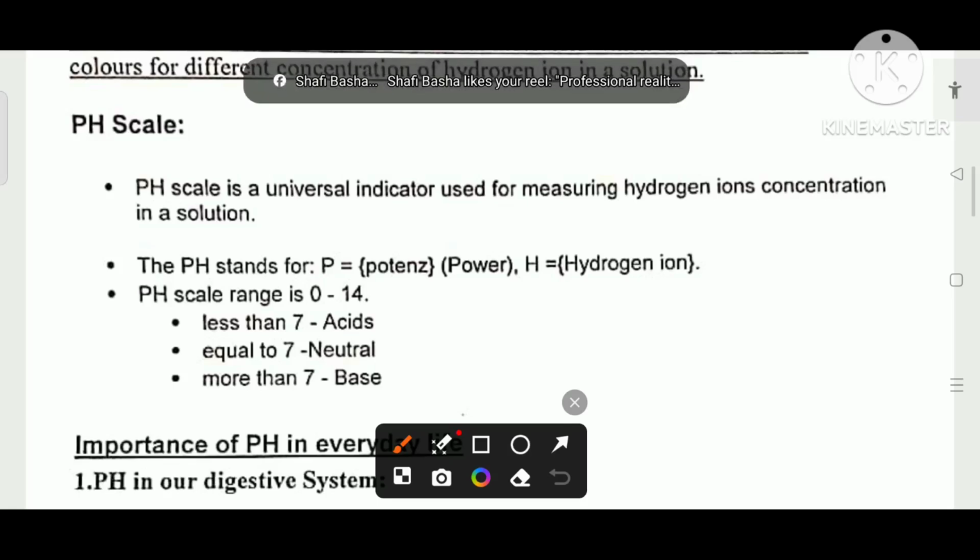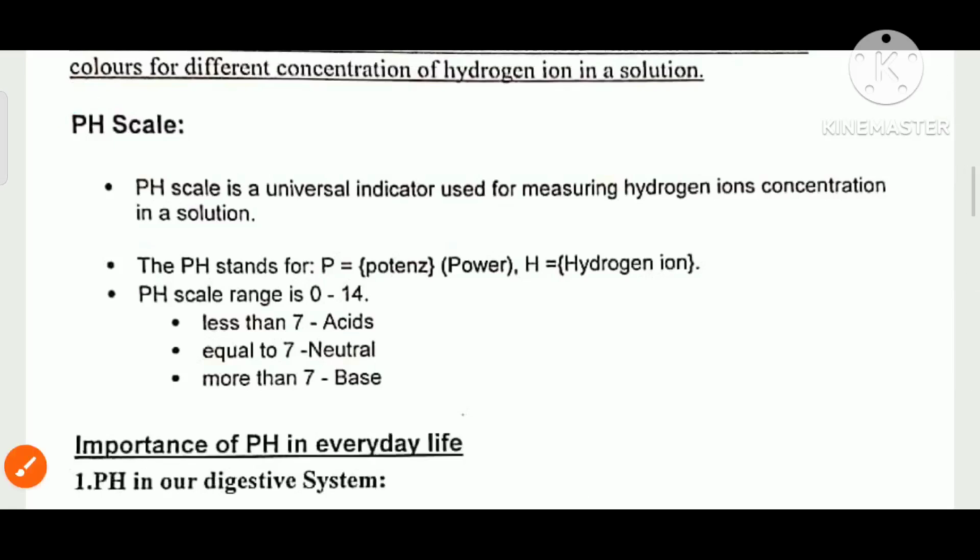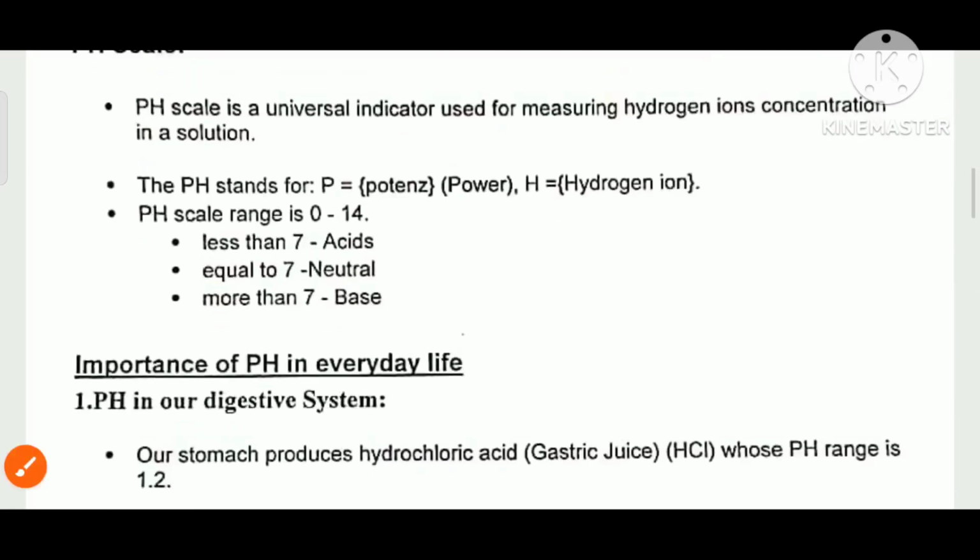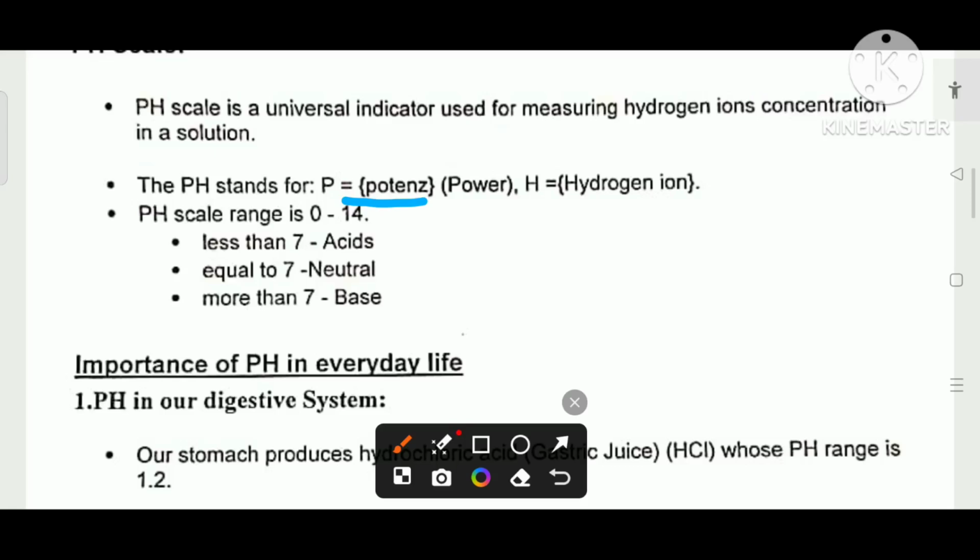And this pH scale is very important. I hope you have understood this well. Here in pH, P means potence, power, and H is for hydrogen. If the pH range is less than 7, it is considered acid. Equal to 7 is neutral, and more than 7 is base.